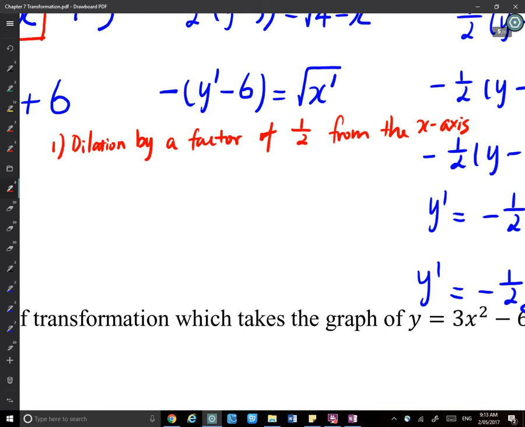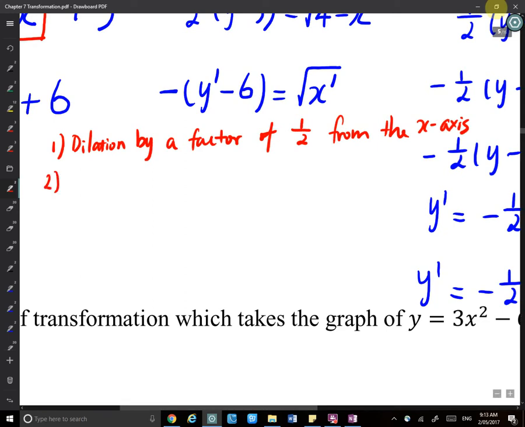And there's no dilation in the x side. So don't worry about the x side of dilation. And number 2 will be reflection.